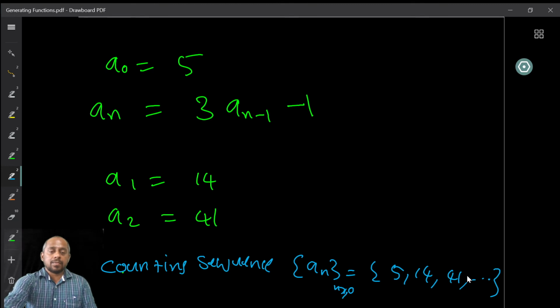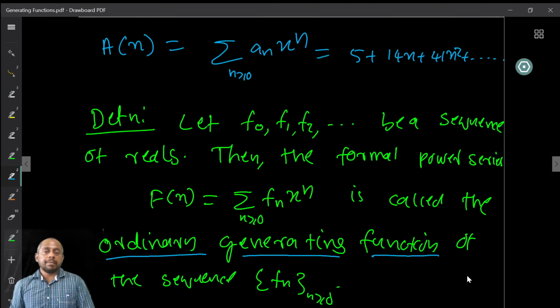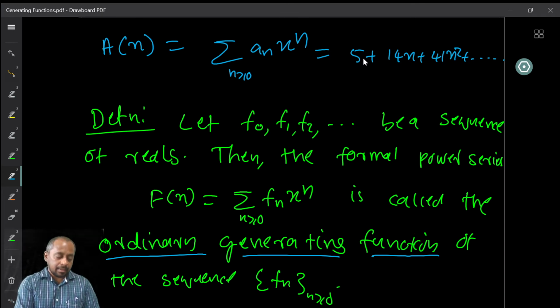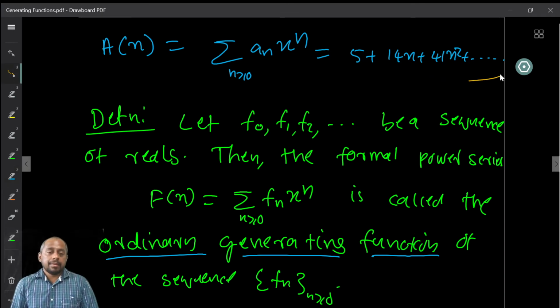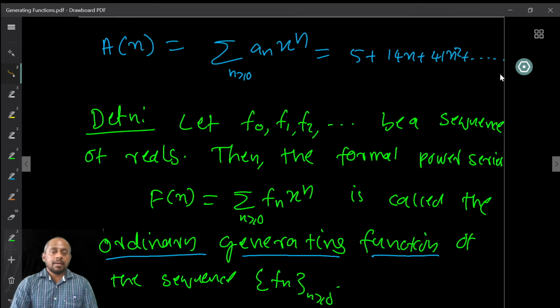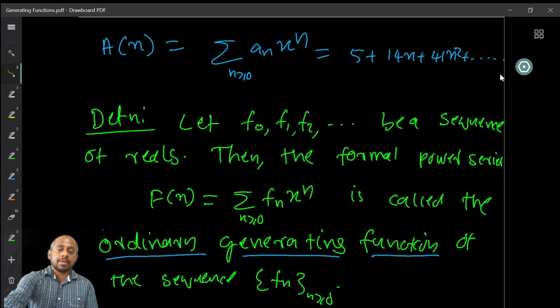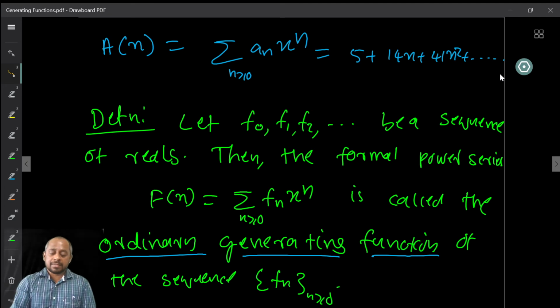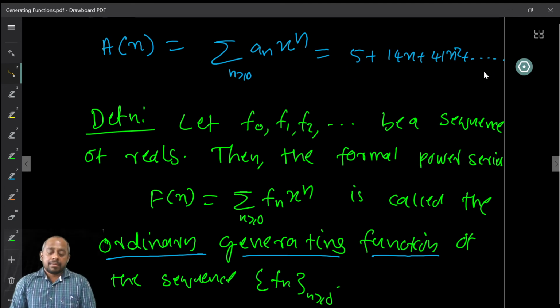For that, we use the idea of a power series. We define a power series, let's say A(x), which is the summation over n greater than or equal to 0 of a_n x^n, which is basically 5 plus 14x plus 41x squared plus etc. Now, this says that I have written this as a series. We can ask, what is the big deal? You have this entire series where these coefficients appear, and what else are we going to do with that?